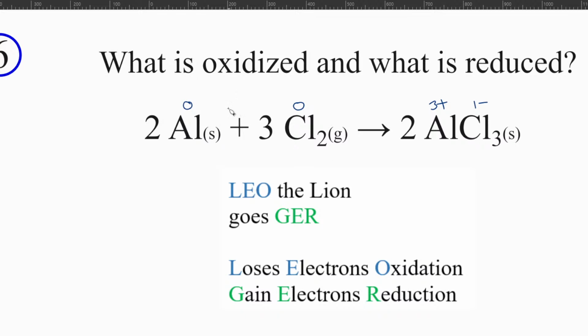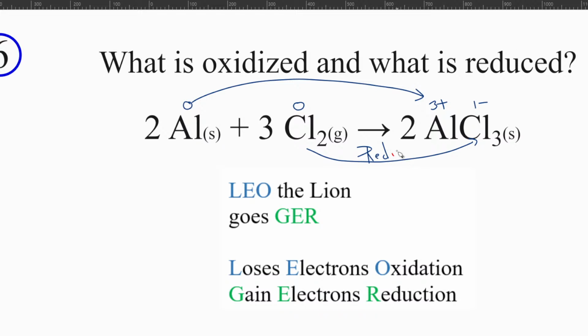So aluminum goes from 0 to +3. We won't worry about the coefficients. Chlorine goes from 0 to -1. So these are free elements, right? So they'll be 0, and we can figure this out. If you had the rules in front of you, you could figure that out. The way I do this is I see it goes from 0 to -1, so that got smaller. That has to be reduced.